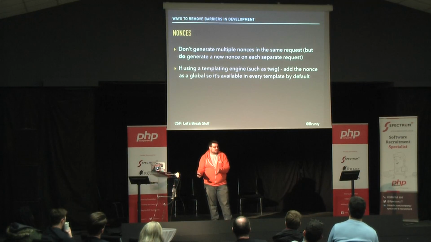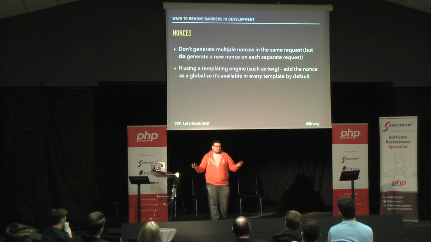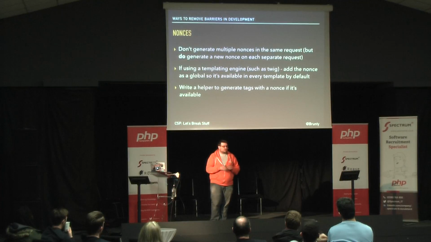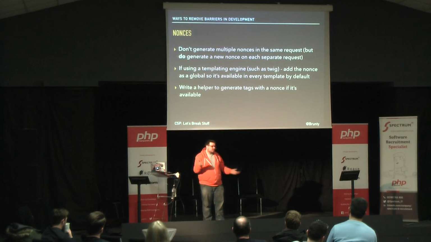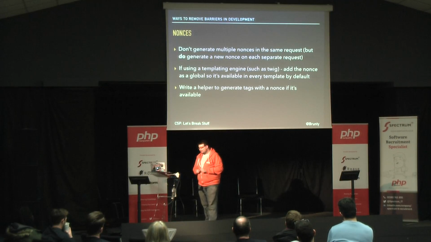Developers are more likely to do it. The more difficult things are every day, developers just aren't going to do it because we get frustrated. So make it as easy as possible. And write helpers to generate tags. If you want to output script tags, but you just get annoyed with adding the nonce every time, write a little helper function to do it for you. Just reduce that barrier to entry on all of this.